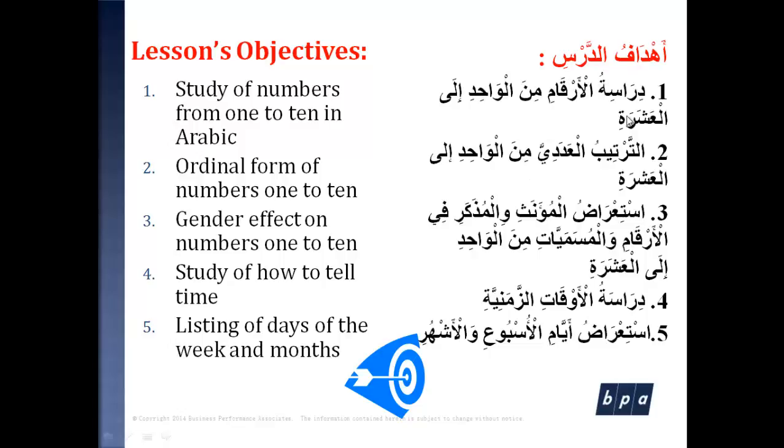أهداف الدرس: دراسة الأرقام من الواحد إلى العشرة. Study of numbers الأرقام from 1 to 10. الترتيب العددي, basically the ordinal forms of the number. الترتيب is the organization of numbers from 1 to 10. استعراض المؤنث والمذكر, overview of feminine and masculine في الأرقام, in numbers, and how you would count things from 1 to 10.